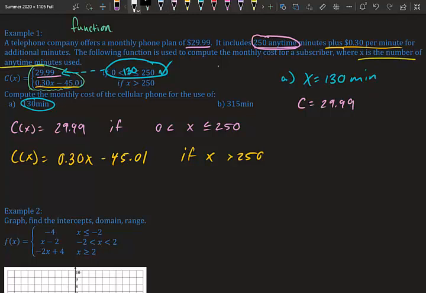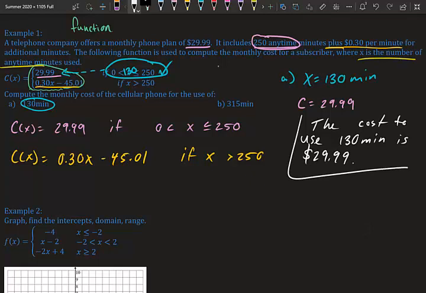So our answer is that the cost to use 130 minutes is $29.99, because that's part of our base plan. We didn't go over, so they're not going to charge us more.